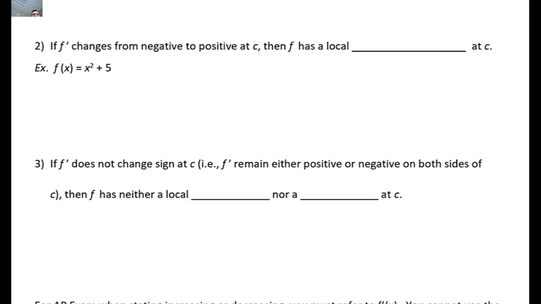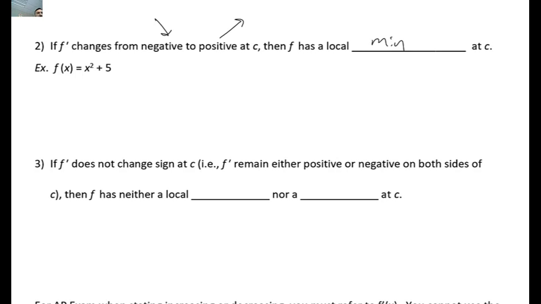Okay, so let's switch it up. Let's say the first derivative is negative. That means the graph is decreasing. And then it switches to positive at c, so then the graph is increasing. Well, if the graph was going down and then it starts going up, we would say that that is a relative minimum.